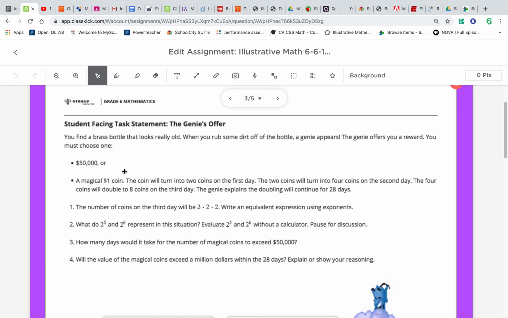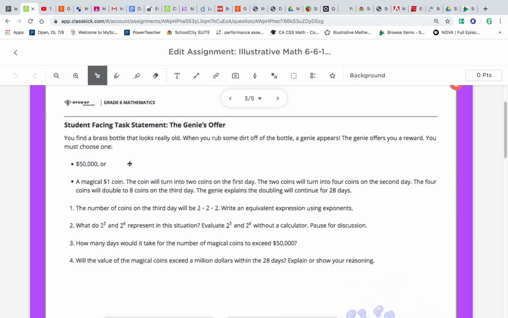And the coin will turn into two coins right there on the first day. So the magical $1 coin actually becomes two coins right on the first day. And then those two coins are going to turn into four coins on the second day. And then the four coins will double to eight coins on the third day. And so the doubling keeps happening each day for 28 days. Okay, but we have to get up to $50,000.